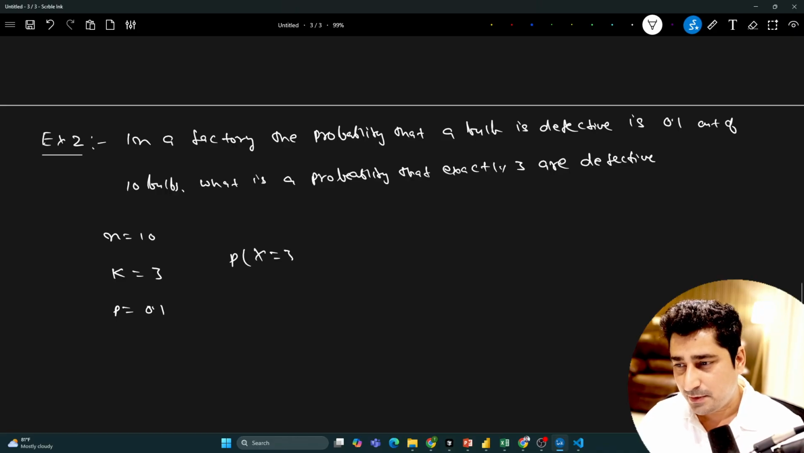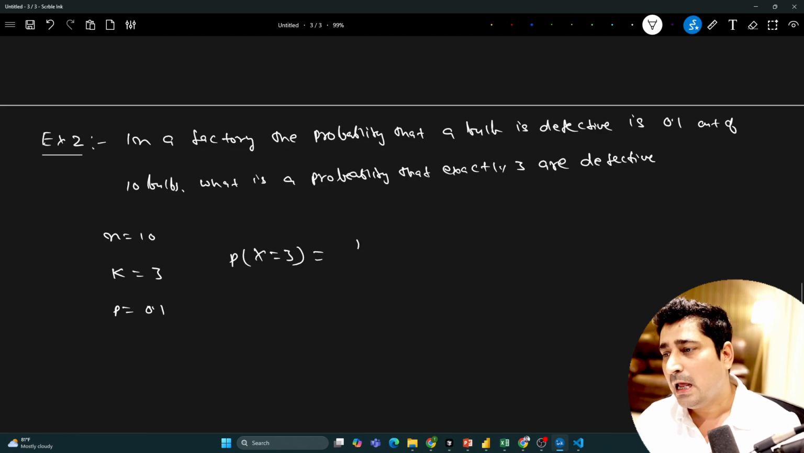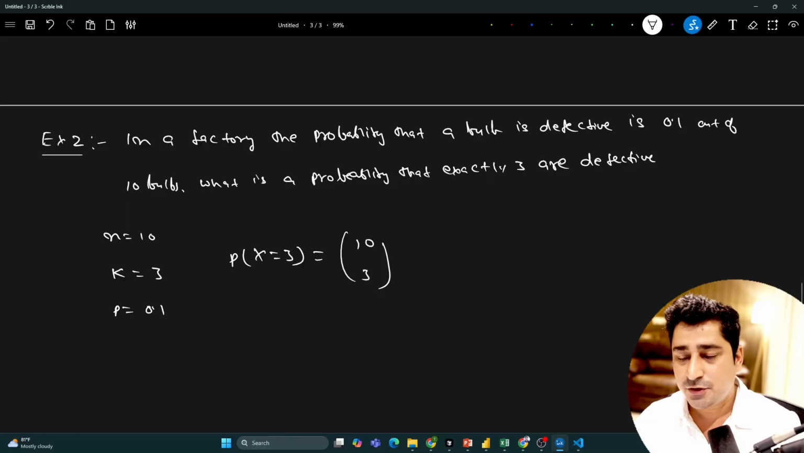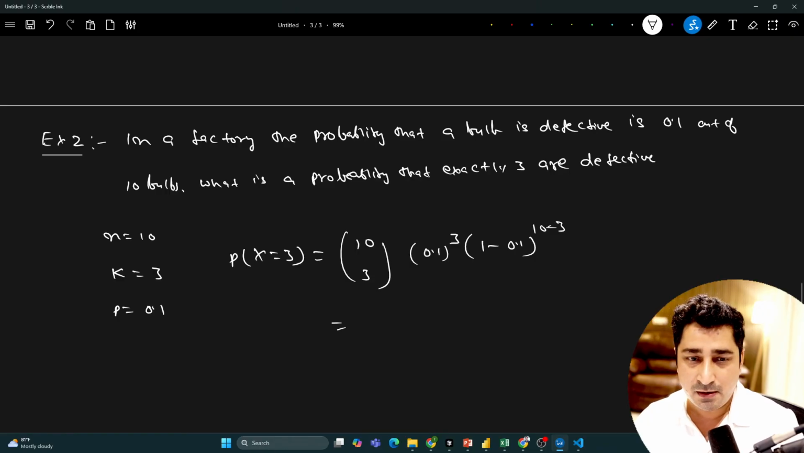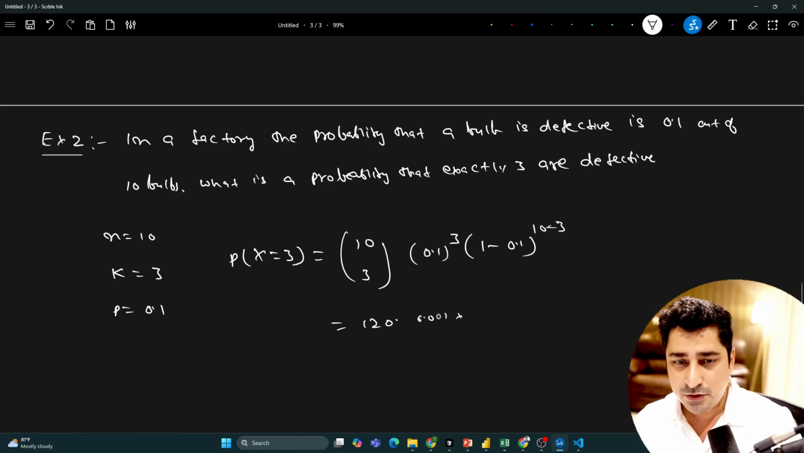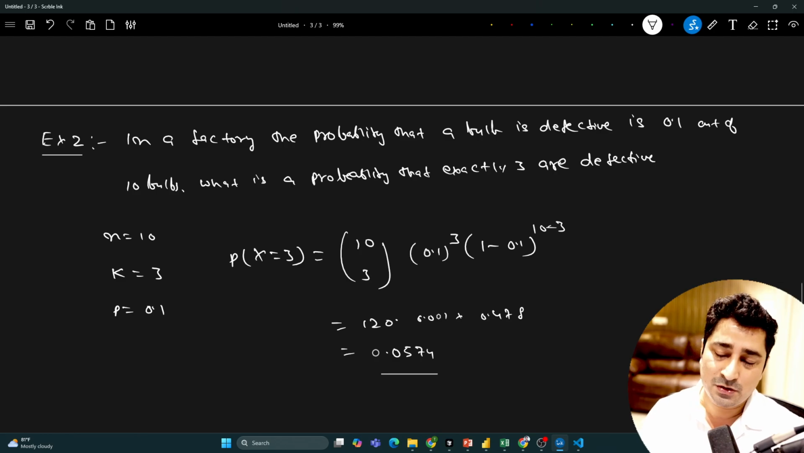So I can put that up over here. X is basically 3, so technically X is equal to k is equal to 3. 10 choose 3 I can write, and then 0.1 to the power k over here, times 1 minus 0.1 to the power 10 minus 3, so n minus k I can write. And if I do the math, it is going to be 120 into 0.001 into 0.478. So if I do the math once again, this is going to be 0.0574.